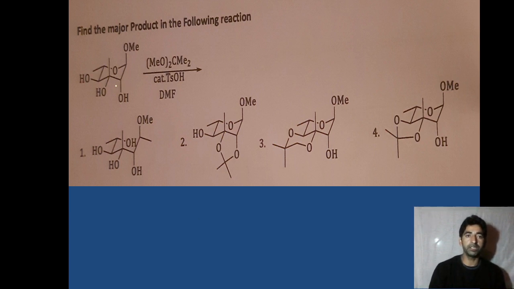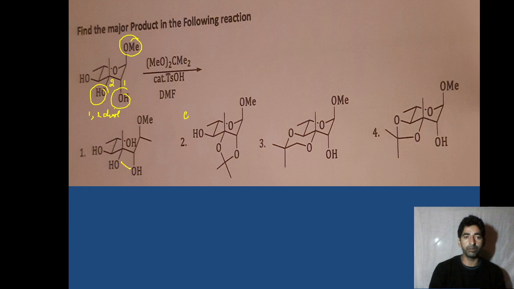Now over here you can see a chair form of this cyclohexane. Over here we have an OMe group attached. We have an OH group attached. We have an OH group attached. Now you can see this is carbon 1, this is carbon 2. So clearly it's a 1,2 diol. Since it is a 1,2 diol, therefore a 5-membered ring will be formed. So in the answers, we will look for a 5-membered ring.